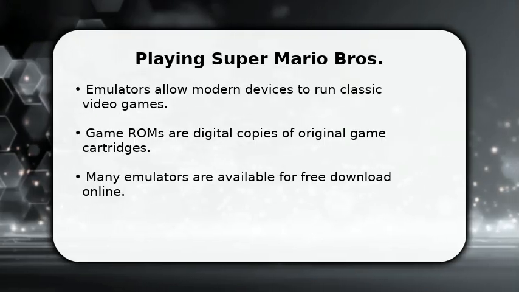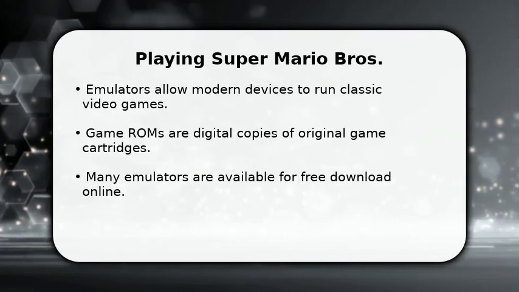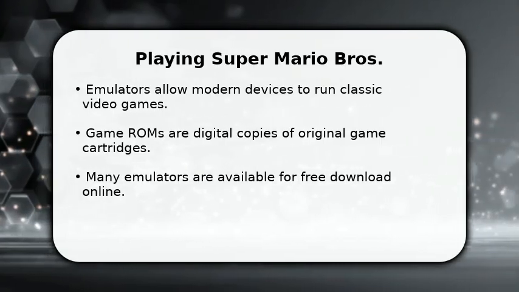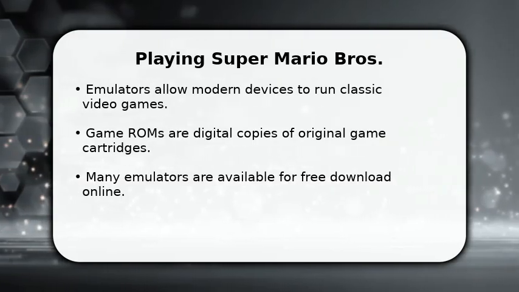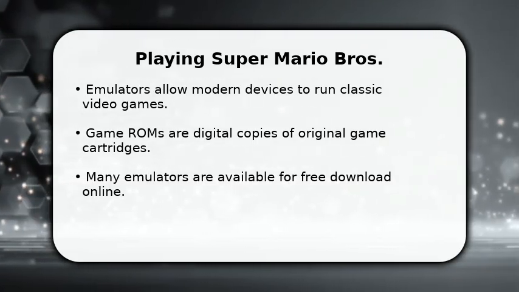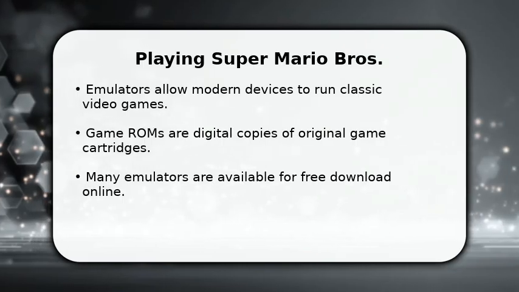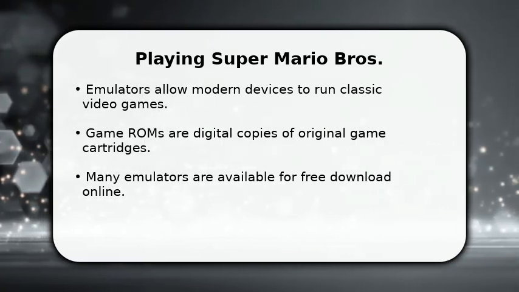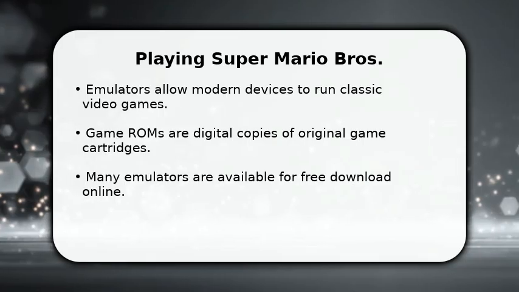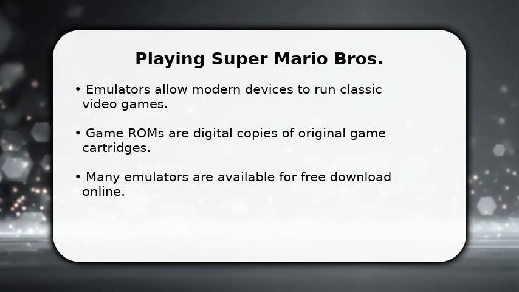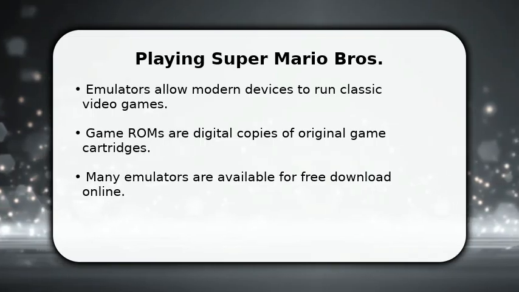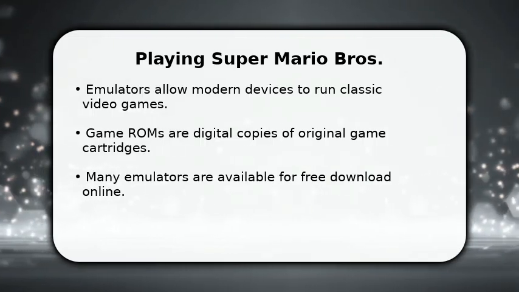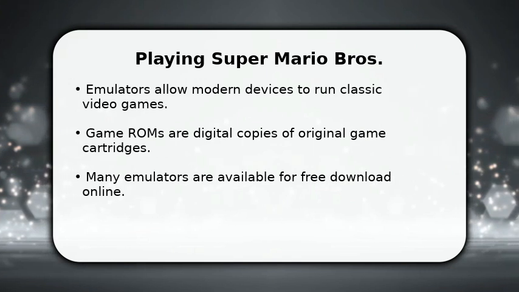In this video, I will explain how to play Super Mario Bros. Playing classic games like Super Mario Bros. on a computer is simpler than you might think. You will need two main components, an emulator and a game ROM. An emulator is a special program that mimics an older game console, allowing your computer to run its games. A ROM is essentially a digital copy of the original game cartridge. Together, these two elements bring retro gaming to your screen.